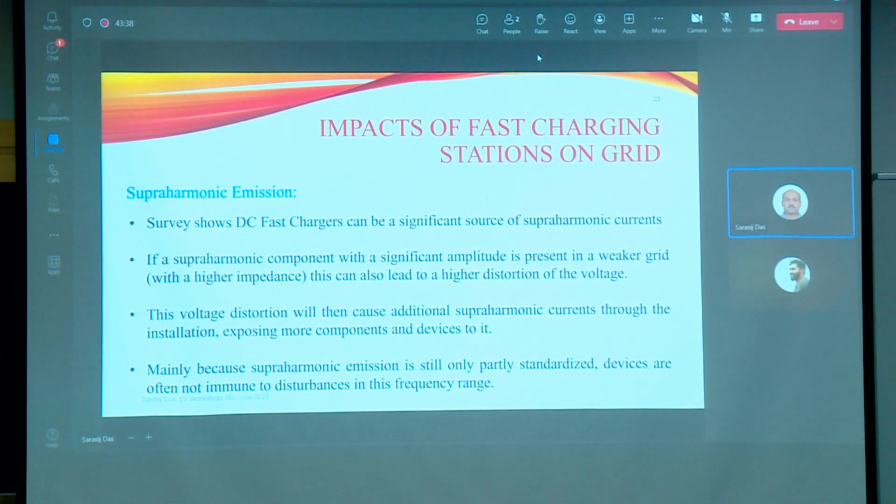Now if you have this component with significant amplitude in a weaker grid, this can lead to higher distortion of the voltage, and this voltage distortion may further cause supraharmonic currents through many installations, components and devices, and those devices may not be designed to handle these amounts of current in this frequency range. In a nutshell, this frequency range should be given attention in the standards and when you are designing your DC fast chargers, because it may have a significant impact on the power system or within the charging station.